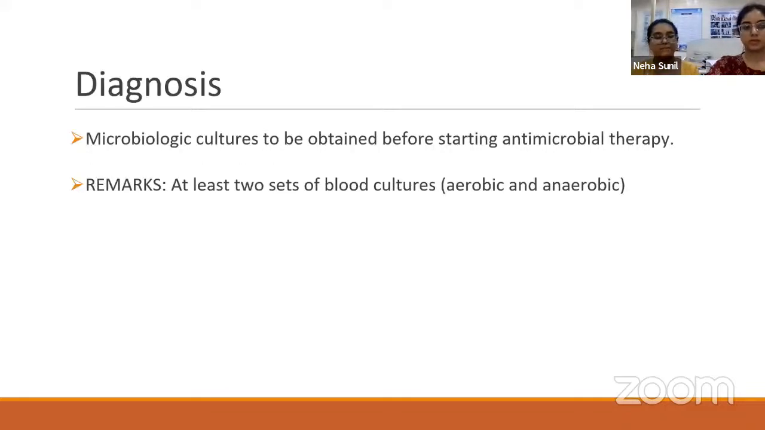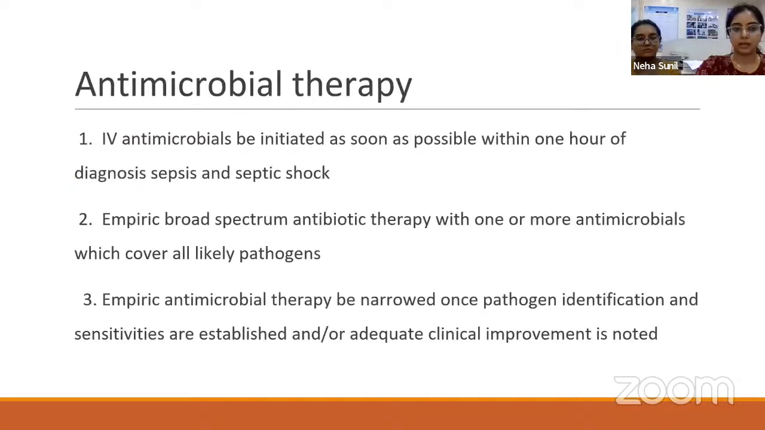So coming to the diagnosis, microbiologic cultures are to be obtained before starting antimicrobial therapy. We have to obtain cultures from 2 different sites, and we can also obtain cultures of CSF, or we can obtain cultures of urine as well, based on the presentation of the patient and the severity of the infection. At least 2 sets of blood cultures, aerobic and anaerobic, are collected.